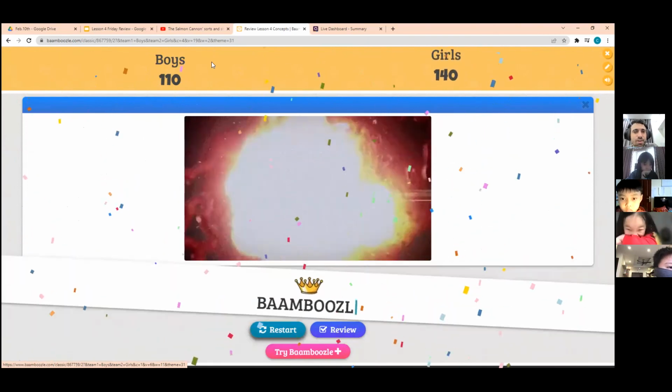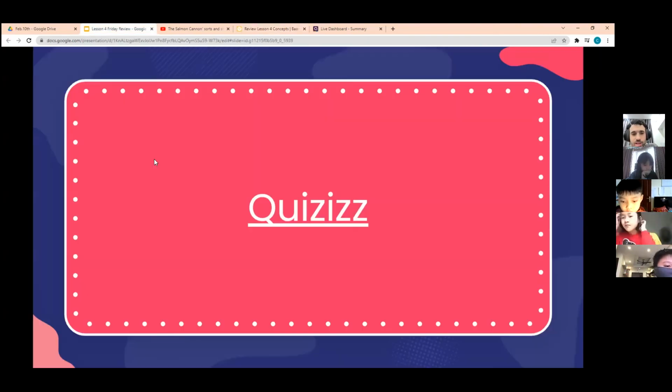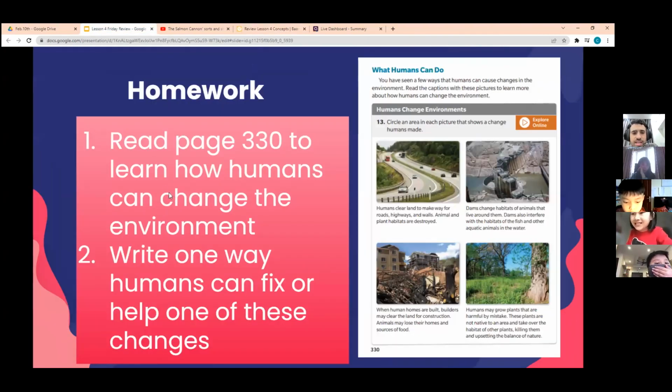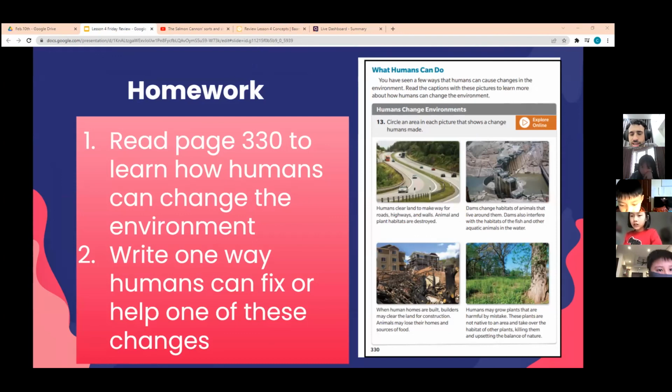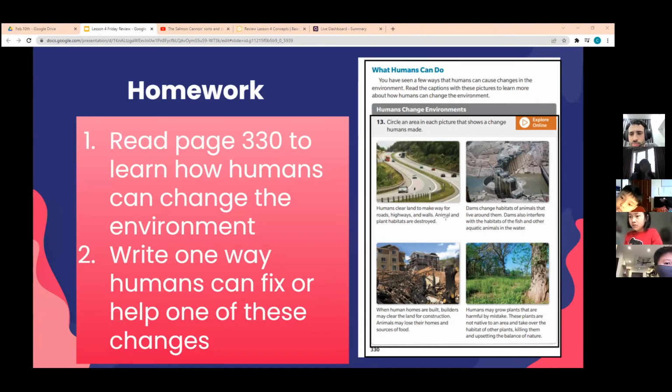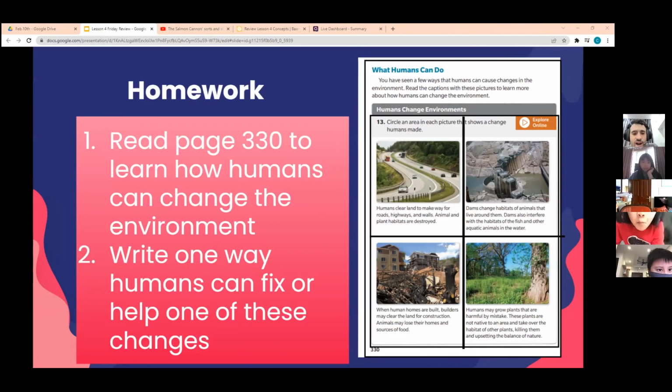Okay, guys, let's go over your homework. Your homework is to read page 330 in your book. You're going to read about humans changing the environment. There are 4 ways you are going to read about humans changing the environment.